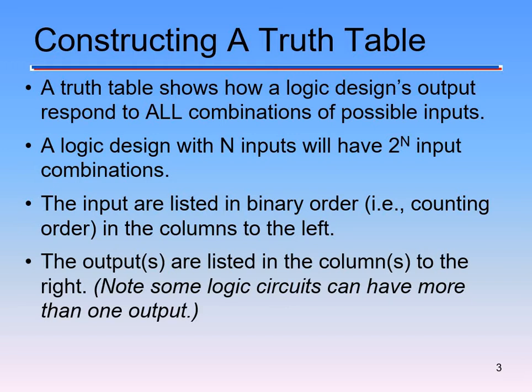A logic design with n inputs will have 2 to the n combinations. All right, so what does that mean? If we have a logic design that has 2 inputs, input A and input B, we will have 2 squared. 2 to the n, 2 to the 2 is 4. So that means we'll have 4 possible output combinations, okay? If we have 3 inputs, an A, a B, and a C, we will have 2 to the 3rd input combinations, but we'll have that many output combinations. We'll have a total of 8 different outputs.